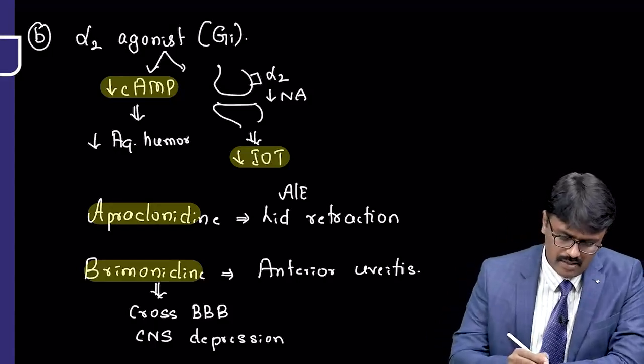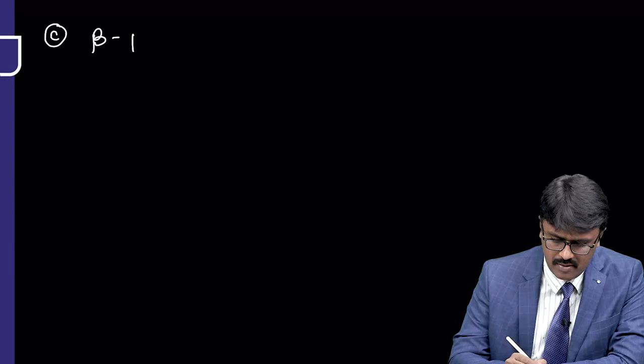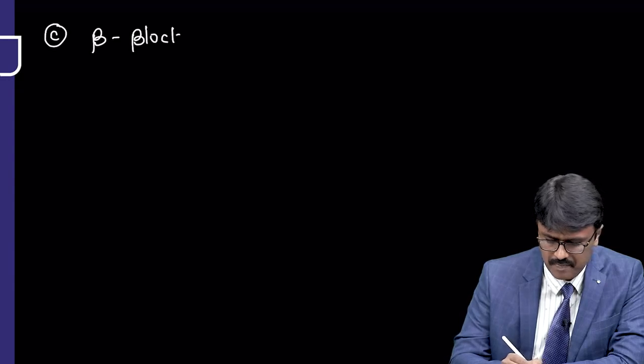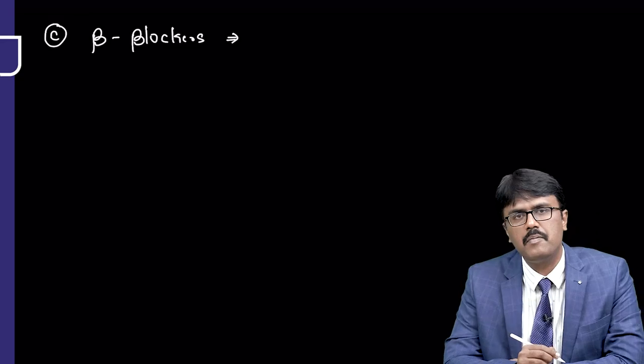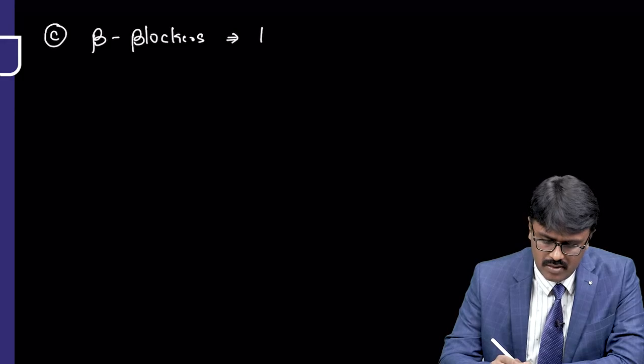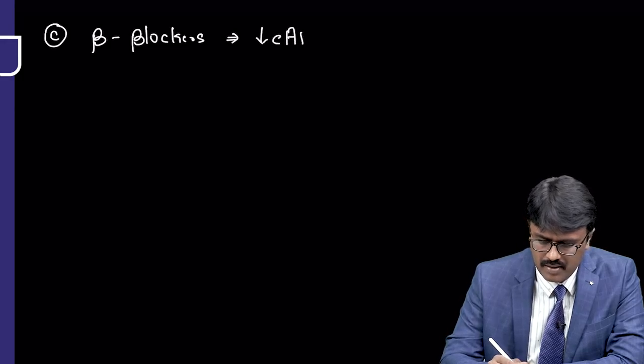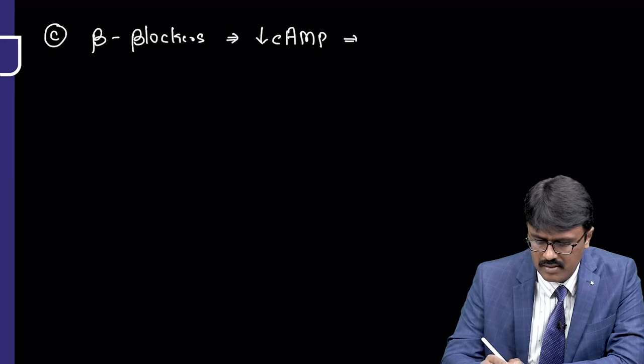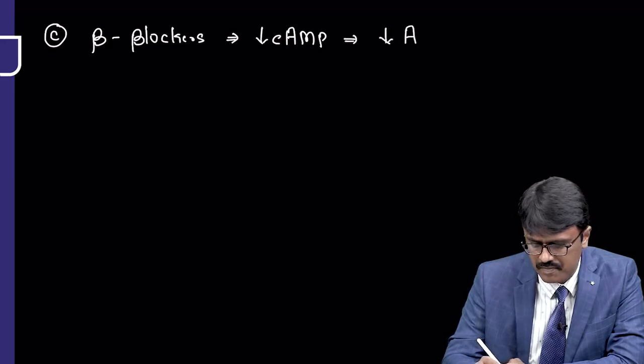Moving on to target number C. They are called beta blockers. They block the beta, particularly the beta 2 in the ciliary body. It also decreases cyclic AMP, and that will decrease aqueous humor production.